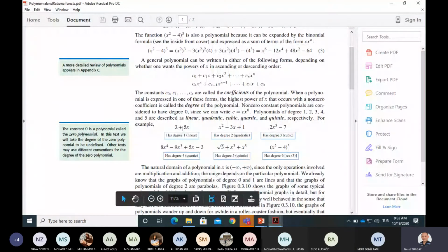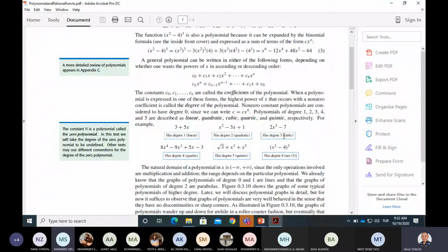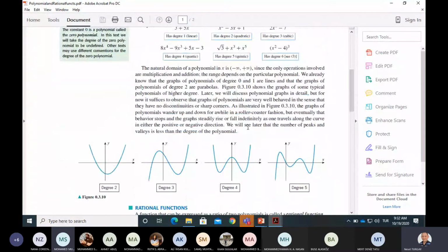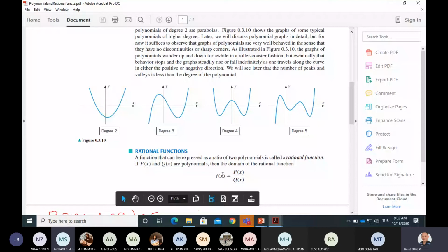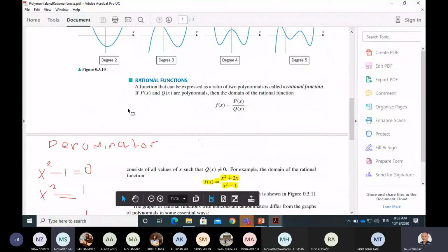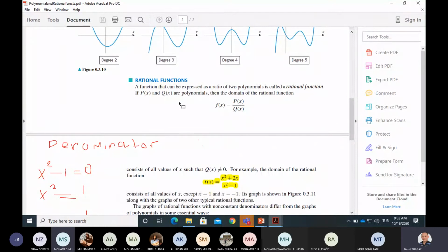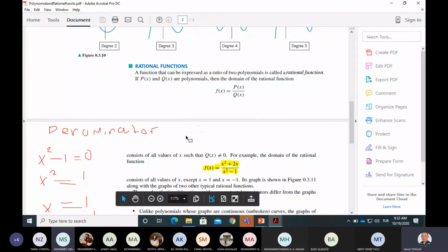Yes. So sometimes it is 3 plus 5x. It's written in this way, or sometimes it is written x squared minus 3x plus 1, and so on. Okay, good. If you have an understanding about polynomials, so we have rational functions. Rational functions: a function that can be expressed as a ratio of two polynomials is called a rational function. So if p of x and q of x are polynomials, then the domain of the rational function consists of all x values such that q of x is not equal to 0.